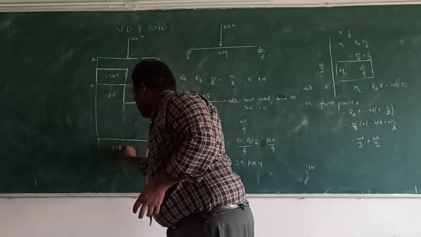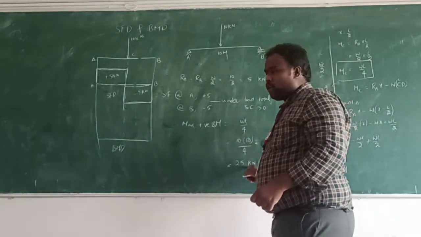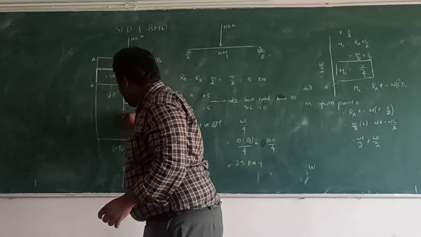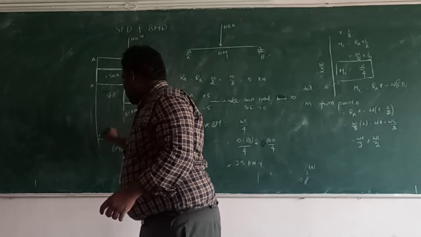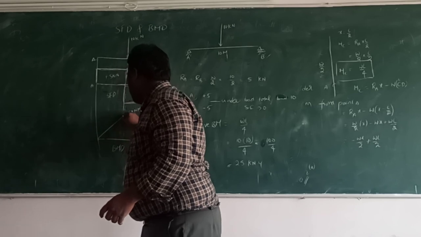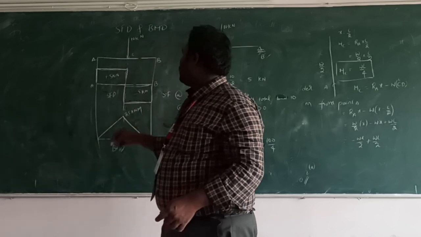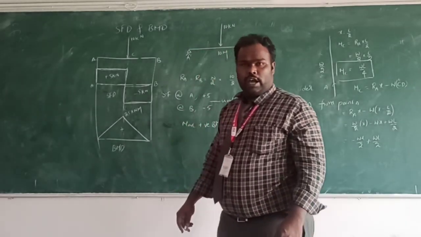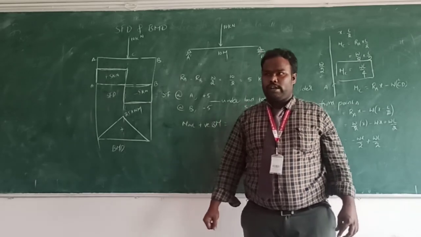Next one, the bending moment diagram. The positive bending moment is 25 kilonewton meter. So at point A it is 0, at point B it is 0. It is the bending moment diagram. Okay? Okay, thank you to all.